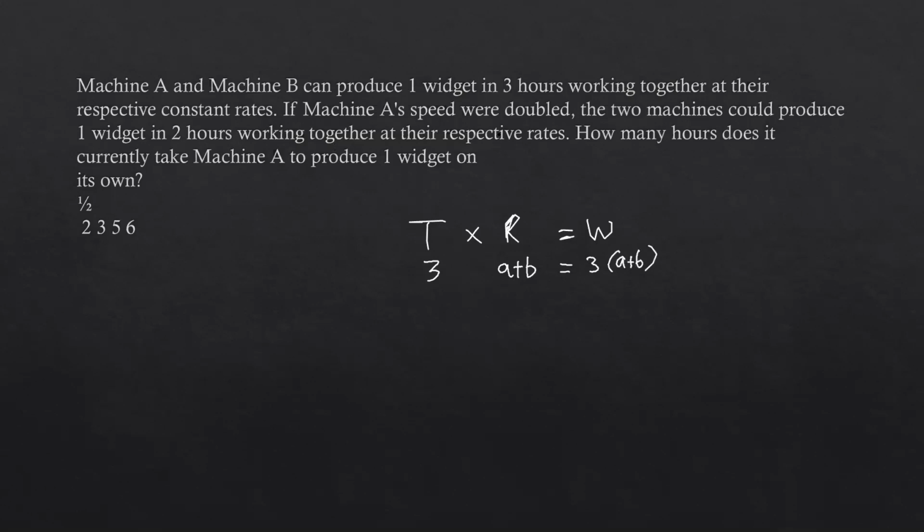If machine A's speed were doubled and the two machines could produce one widget in 2 hours, so it will take them 2 hours if they do it at this rate. So what is the total work now? The total work is 2 into 2A plus B. Is that fine, guys? What is happening here? Yeah. So what would be the next logical step?